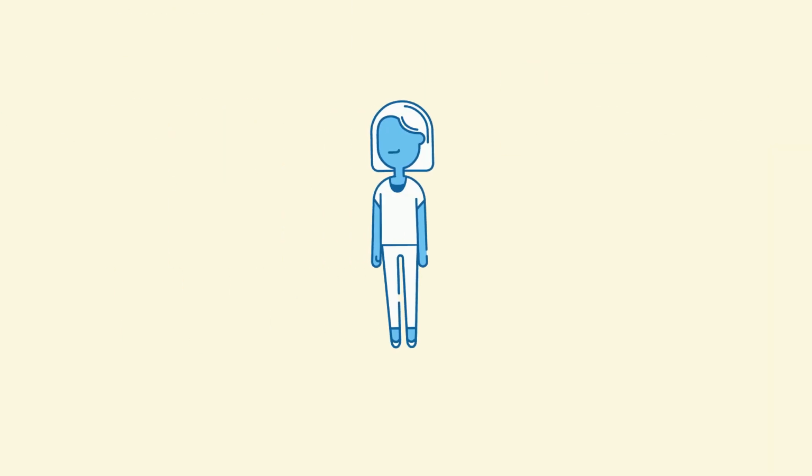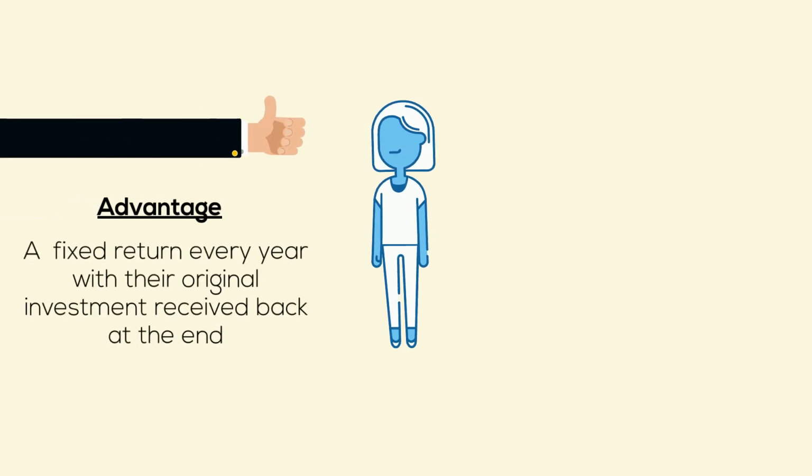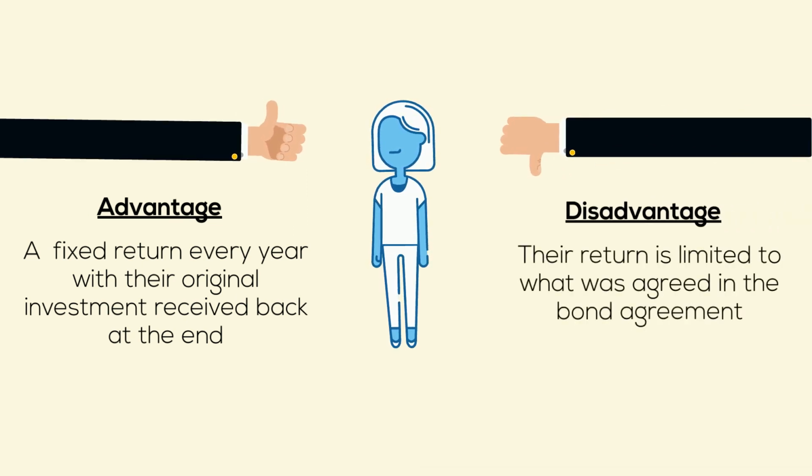And for the investor, the advantage of bonds is that they pay a guaranteed fixed amount each year with the original investment paid back at the end. The disadvantage is that their return is limited, so if the company becomes hugely successful, they will still only receive the agreed fixed payments, whilst the shareholders have unlimited upside.